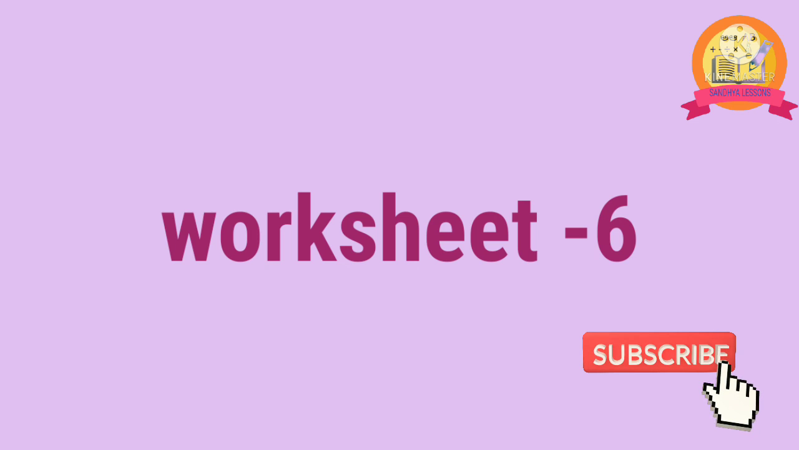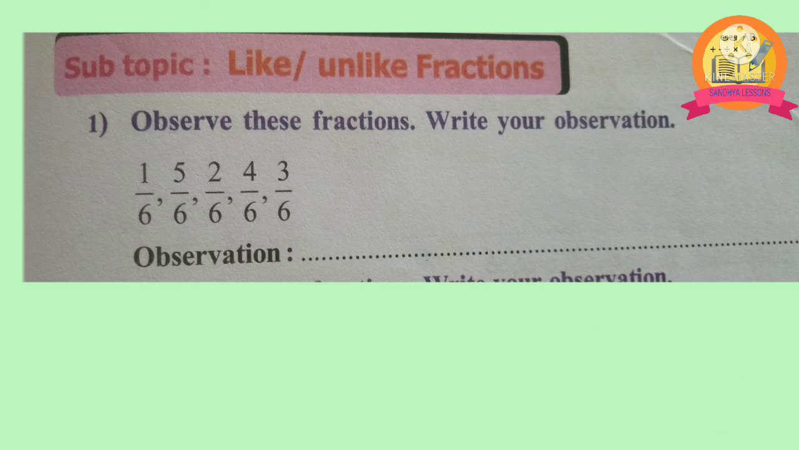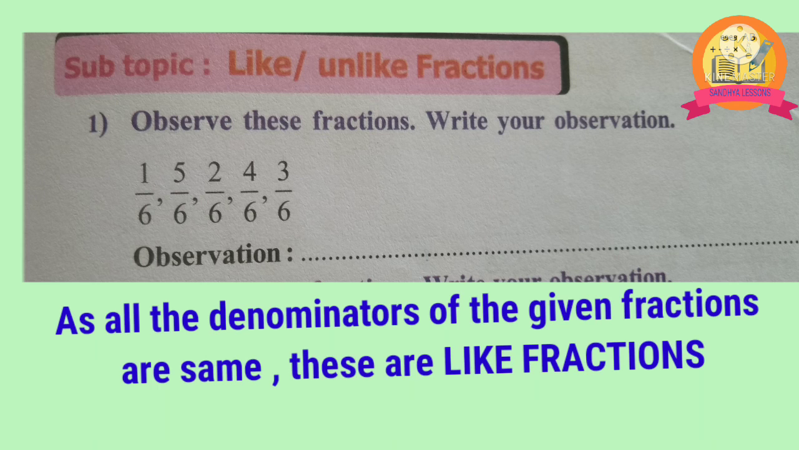Worksheet 6. First Roman, observe these fractions, write your observation. The given fractions are 1 by 6, 5 by 6, 2 by 6, 4 by 6, 3 by 6. Observation: as all the denominators of the given fractions are same, these are like fractions.